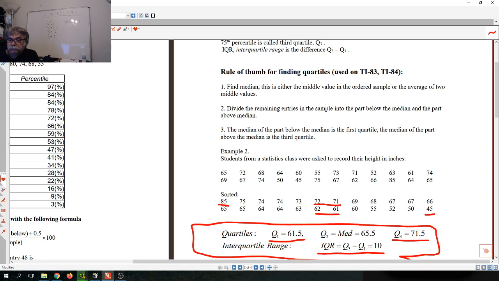All right. So what you see here, I can write down now on the board. I have the minimum 45, quartile 1 61.5, median 65.5, quartile 3 71.5, and the maximum 85. The biggest thing in the sample is 85. Here you can see that.